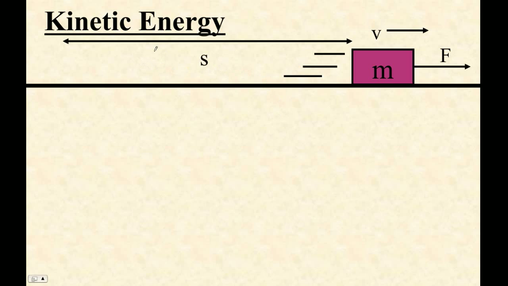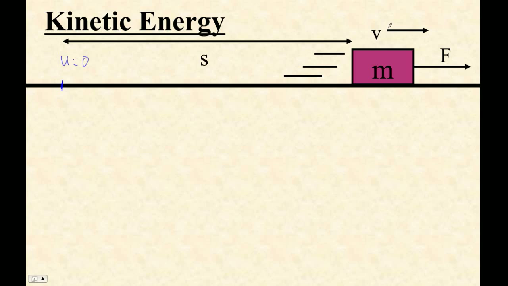Let me derive the formula for kinetic energy and show you how to calculate that. With potential energy, we lifted something and gave it energy by lifting it from down here to up here. With kinetic energy, we're going to push something along maybe a frictionless surface with some force F. We're going to push it some distance s from here to here, and let's assume that its initial velocity is 0.